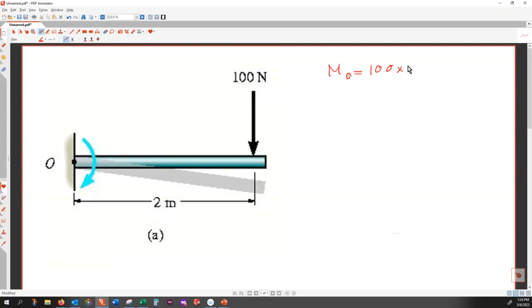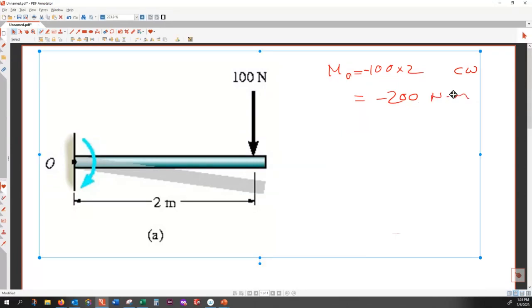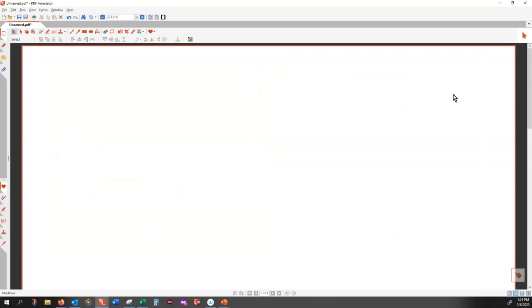Yes, the shortest distance is 2. And is this outcome positive or negative? Yes, that is negative because this is clockwise, that's negative. Thank you for that. This is minus 200. And what is the unit? Flynn, what is the unit? That's Newton meter. Yeah, thank you, Flynn. Let's go to the next one.